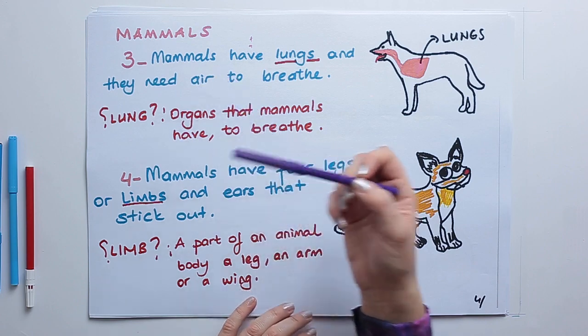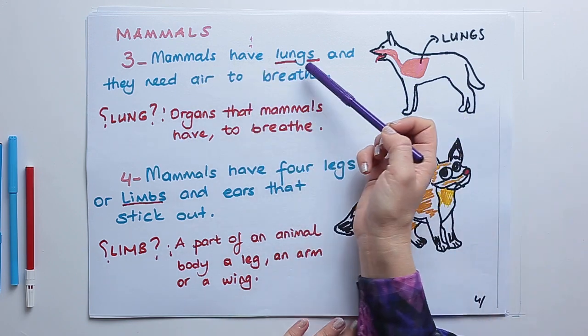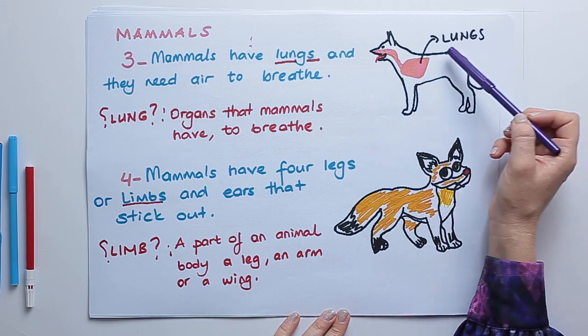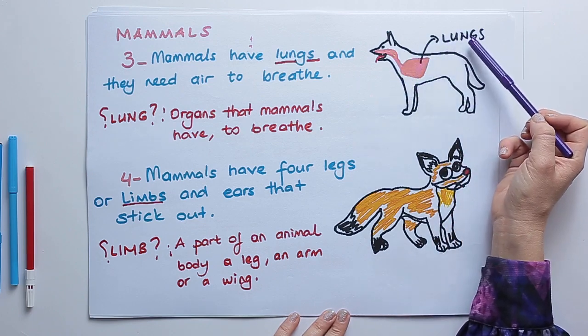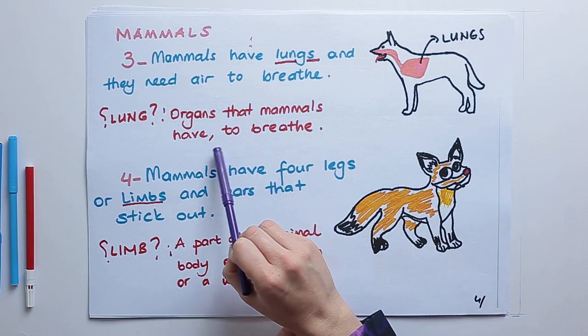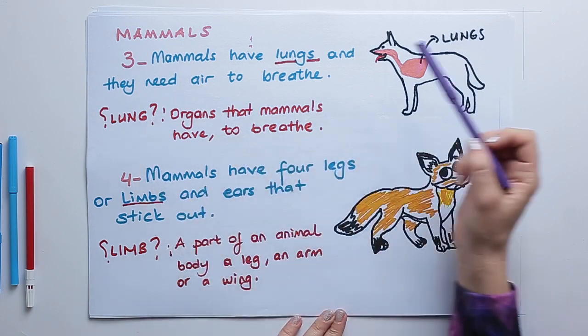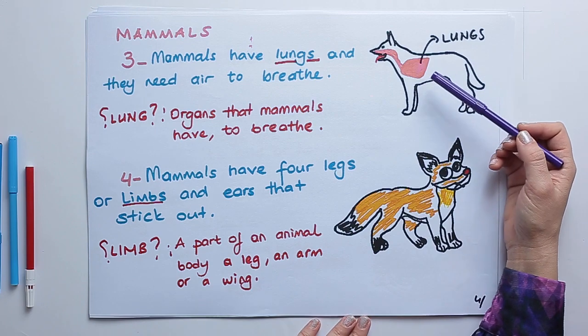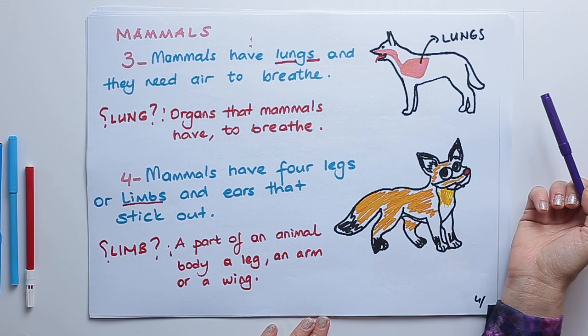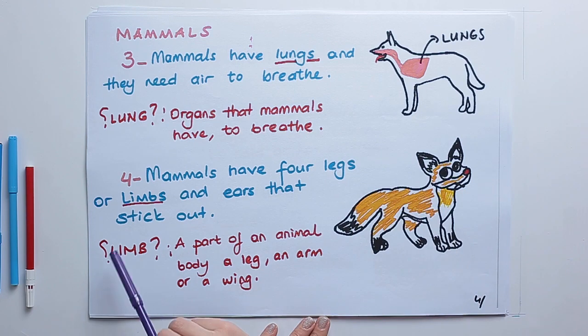Now, the third feature of mammals is that mammals have lungs and they need air to breathe. Here you can see a lung of an animal, just like we humans have. Lungs are the organs that mammals have to breathe. People have lungs too, and also mammals have lungs. The fourth feature is that mammals have four legs or limbs and ears that stick out.